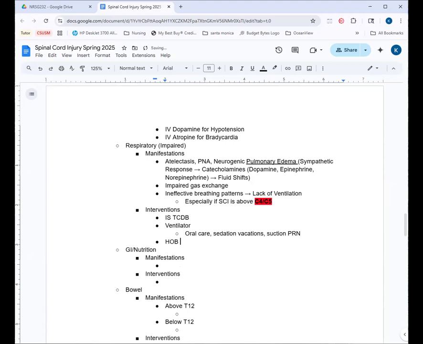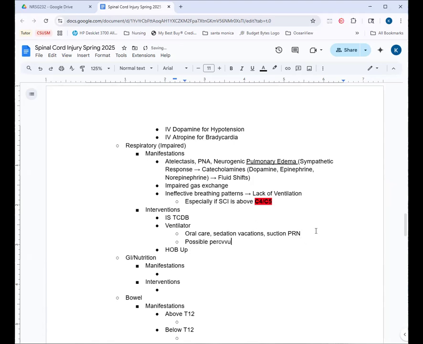Head of bed up. Let's promote some good oxygenation. Where are we at here? Percussion and postural drainage. I could see how that would be for if they have a lot of secretions as well. Possible percussion and postural drainage, secretion. That's a big word. That's a big word for Elmo.